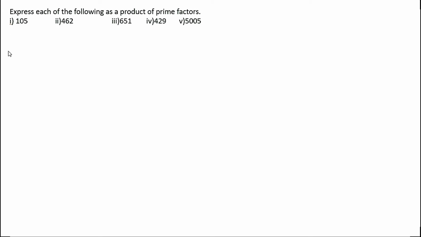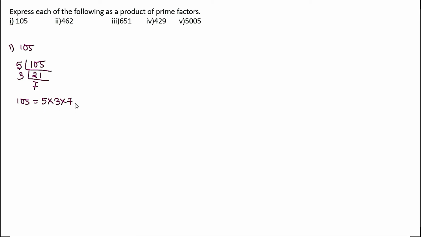So the first one is 105. Let's find out the factors of 105 with the help of factorization. 105 is a number that is divisible by 5, which gives 21. Again, we can write 3 into 7 is 21. So the factors of 105 are 5 into 3 into 7.